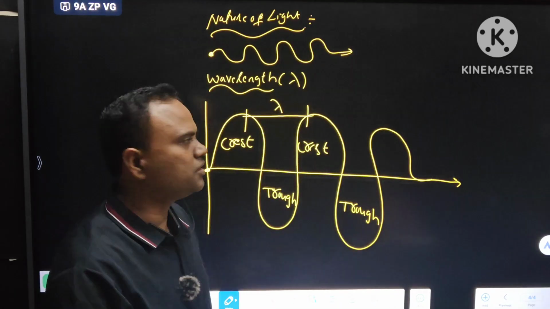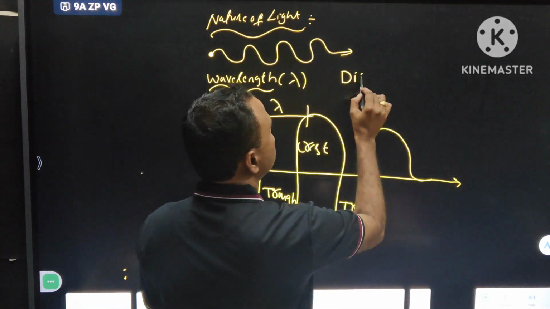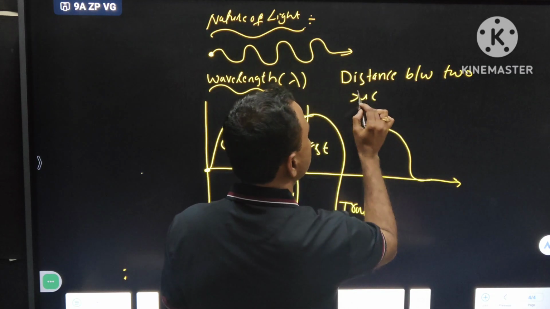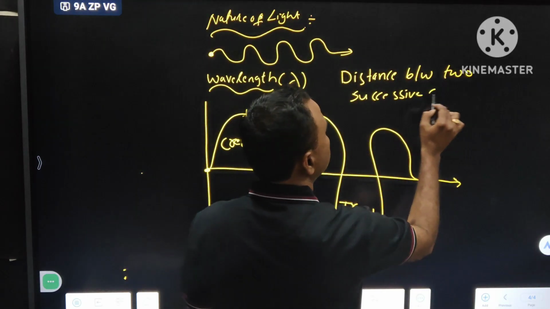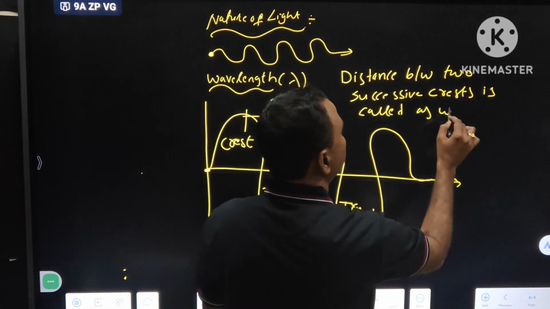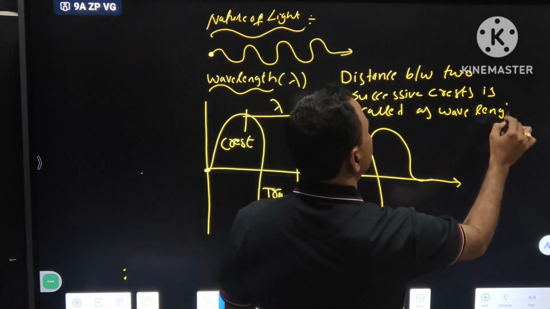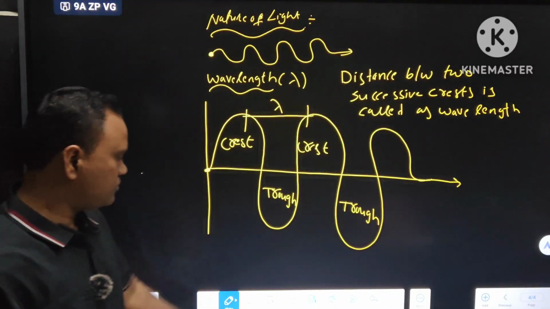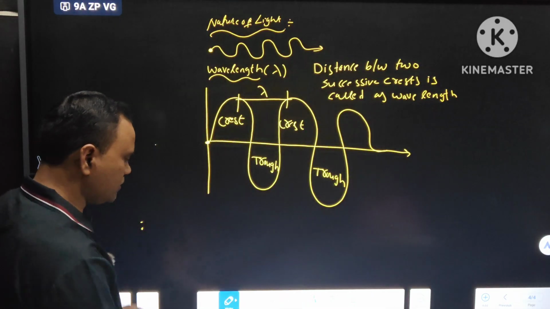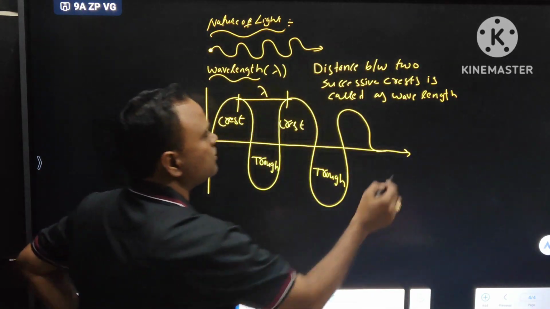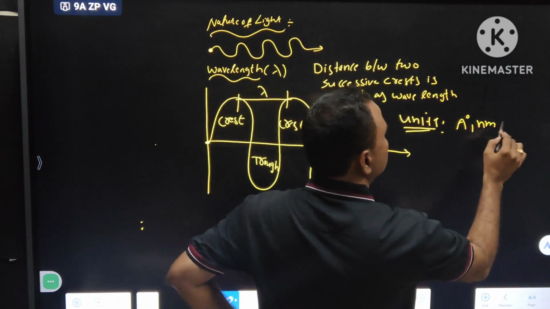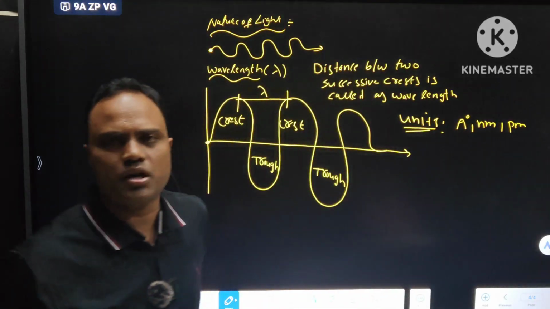Any doubt in the wavelength? The distance between two successive crests is called wavelength. Or two successive troughs also you can take, right? Once one question came in the NEET based on this idea. Definitions are very, very important. The wavelength symbol is lambda. Units: angstroms, nanometer, picometer. Wavelength is measured in angstroms, nanometer, picometer.